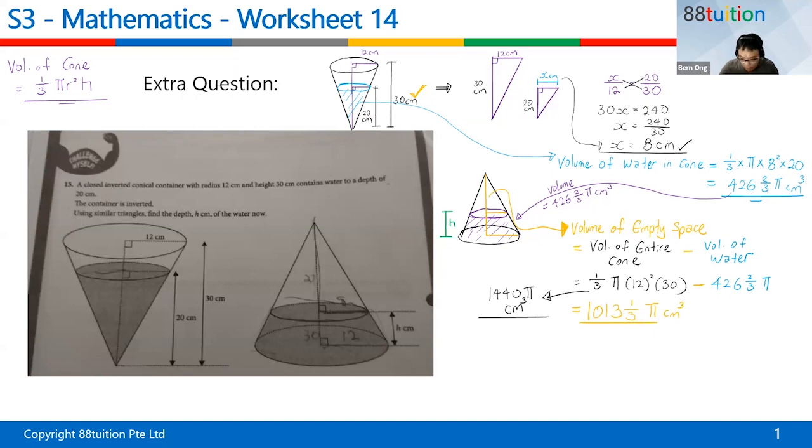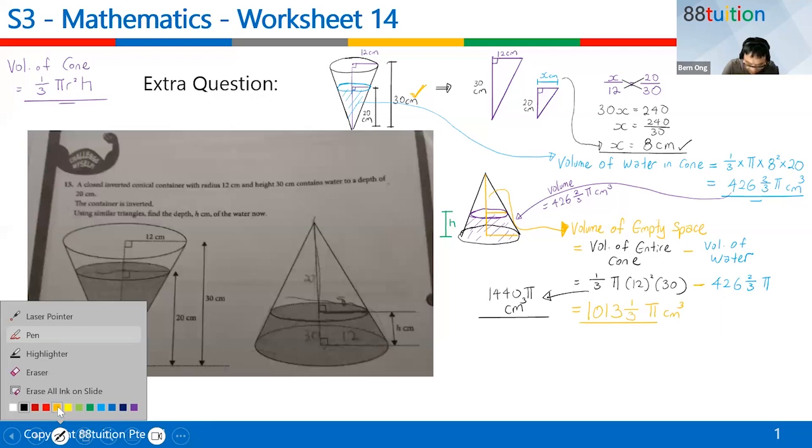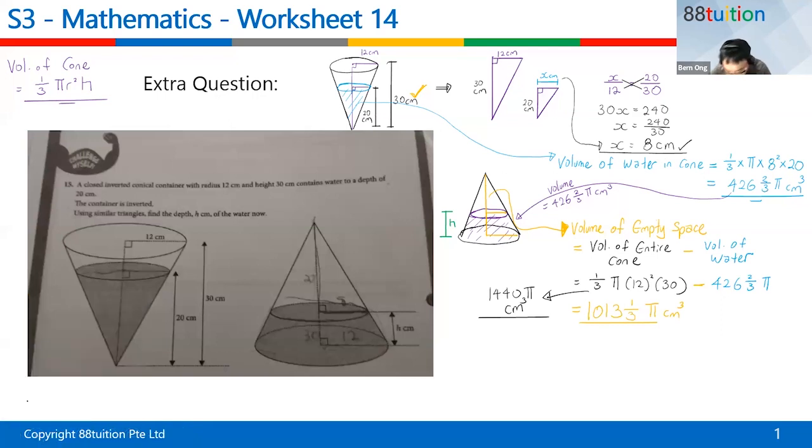The entire cone is actually represented by this whole thing, which is 30, right? This whole thing is 30, given by the question.